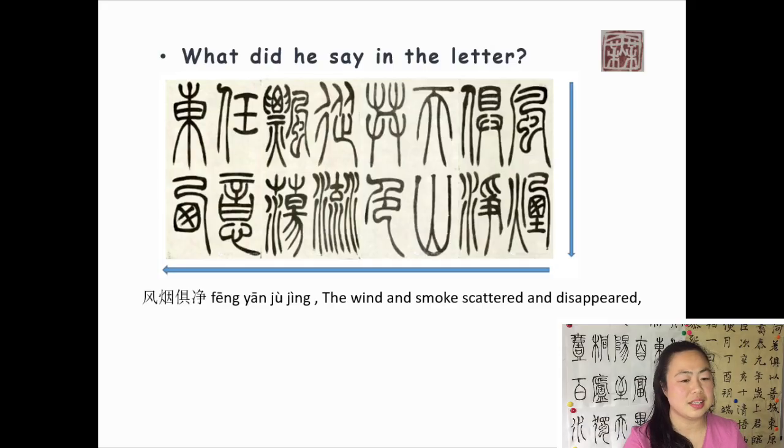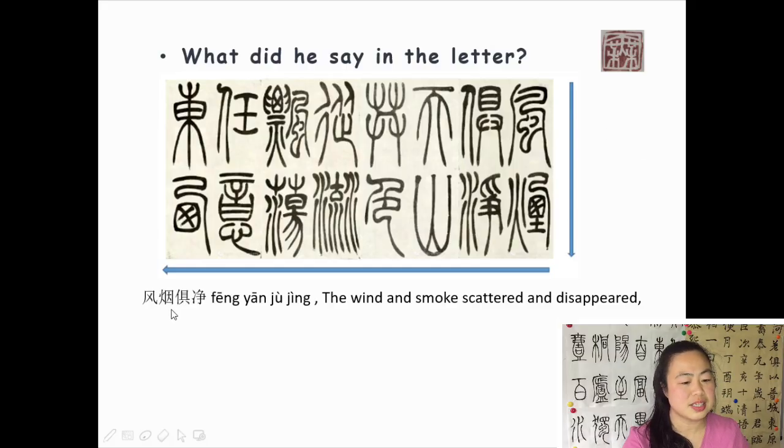Okay, the modern system is the same as English, like this, from left to right, from the upper side to the bottom. But this is the way in the Asian system, from the upper side to the bottom, then from right to the left. So it says, 风烟俱静.